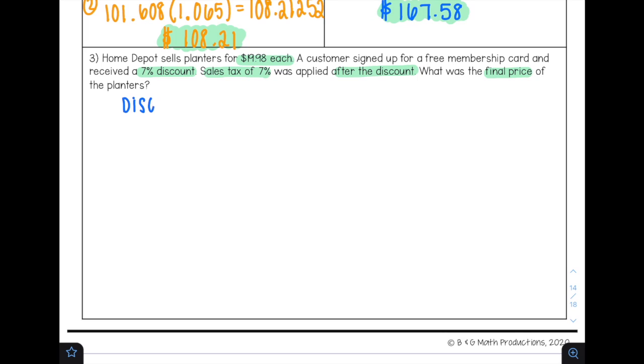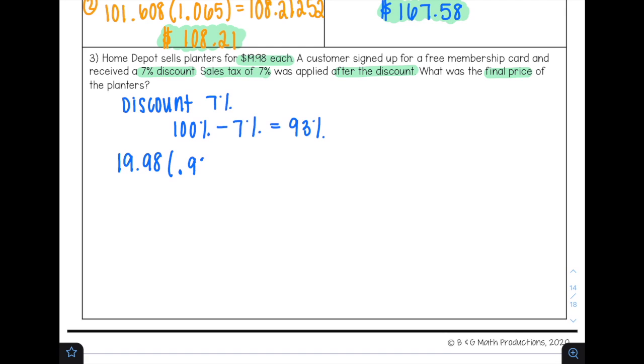Your discount is 7%. So I'm going to take 100%, and saying, oh, I'm really paying 93% of this item. So I take 19.98, I'm multiplying it by my 0.93, 93% as a decimal. I have 18.5814. And remember, we want to round at the end. So this is my sales price.